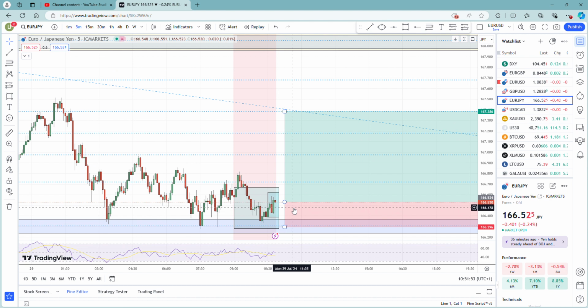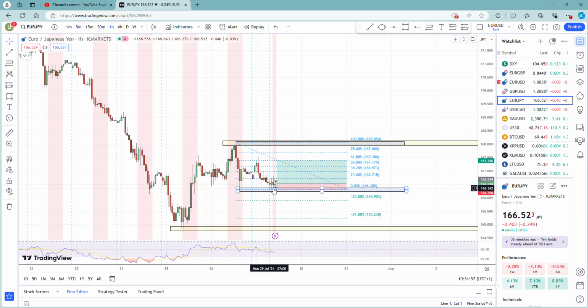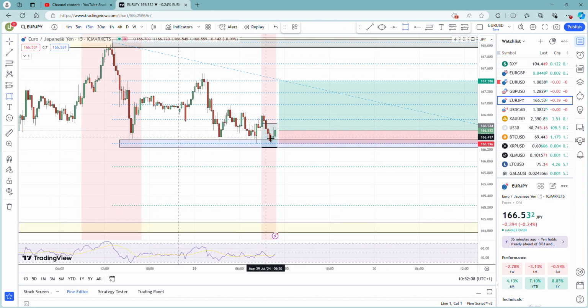So you could potentially enter here as well. I'm just thinking, shall I take the trade? It's a bit choppy at the moment. You know what, I'm going to take the trade. Life is about risks. You've got to take that risk. Believe in your analysis and trust the process.